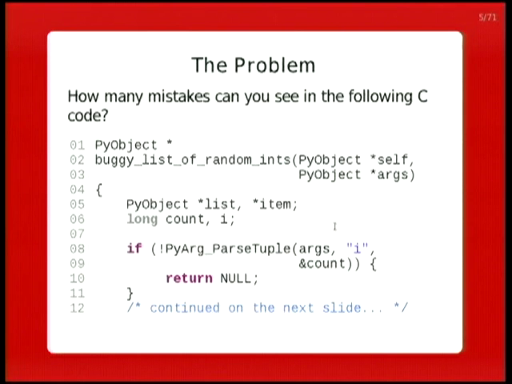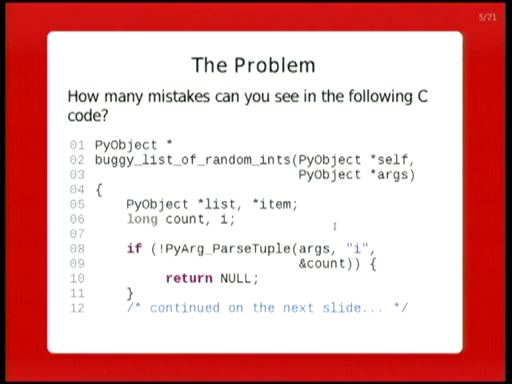So let's create a new Python method in C. We'll call it buggy list of random integers, although they'll actually be random longs because this is Python 3, but you'll see that in the next slide. We declare it. It takes self and some args. It returns another PyObject star. We declare some variables, some temporaries, and a long count and i value.